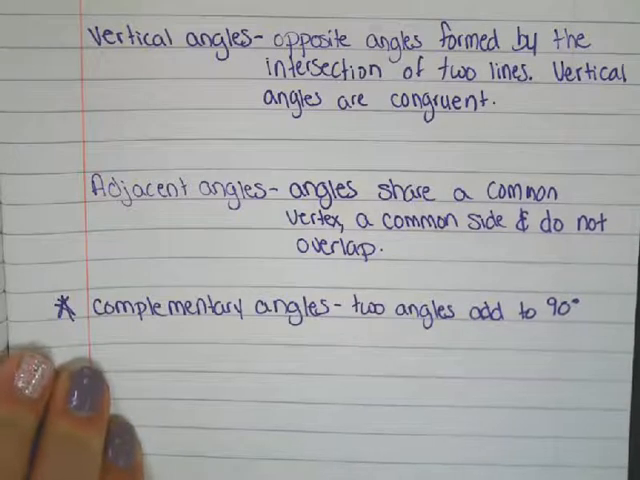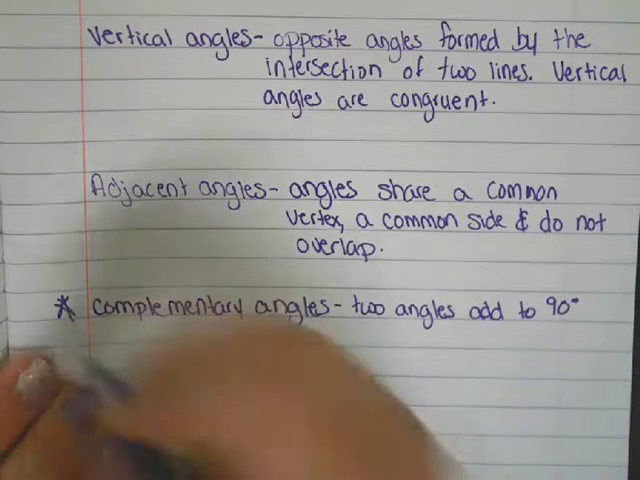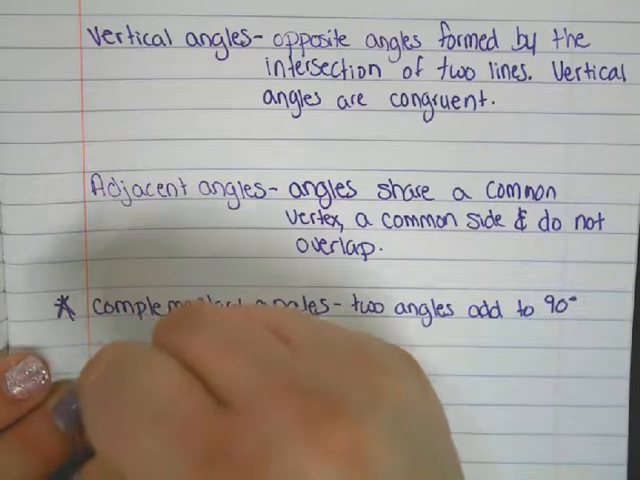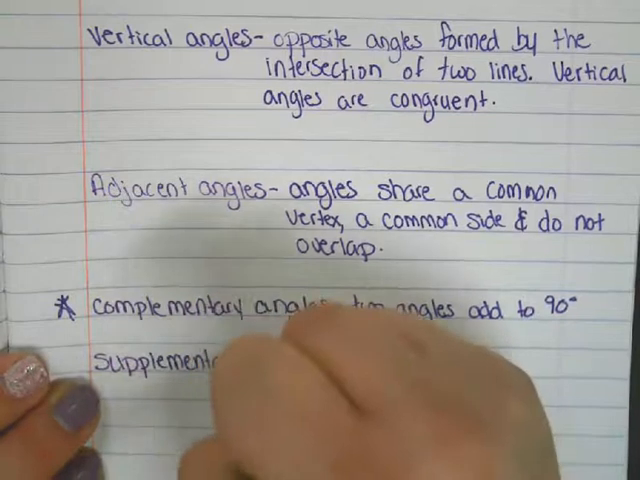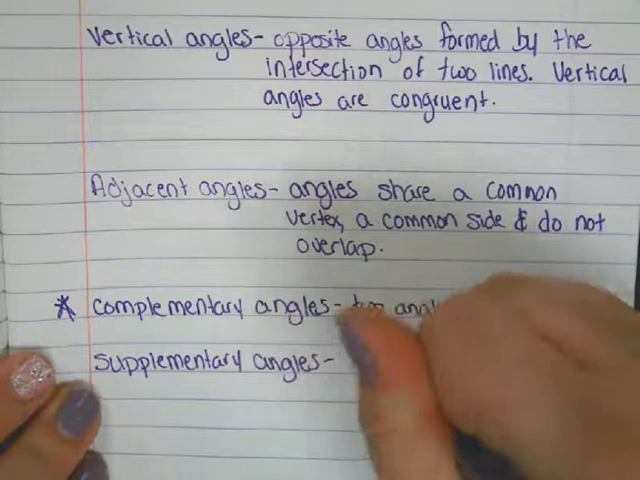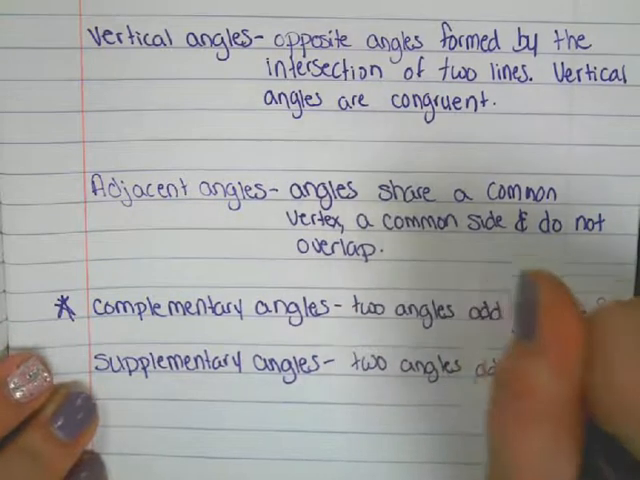Alright, the last one, supplementary angles. So if complementary add to 90, what do supplementary angles add to? 180. Two angles that add to 180 degrees. So anything that's a straight line, if you've got angles by it, it's going to be your supplementary angles.